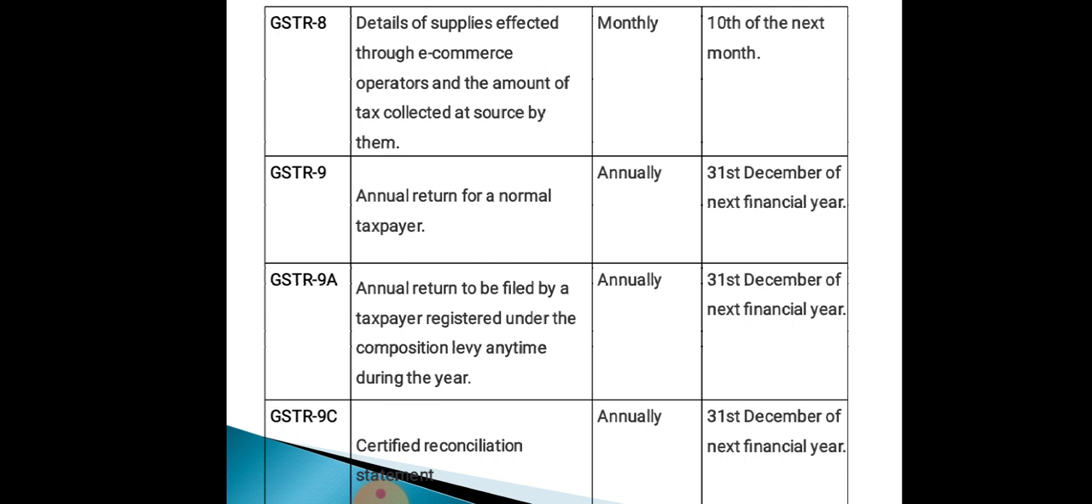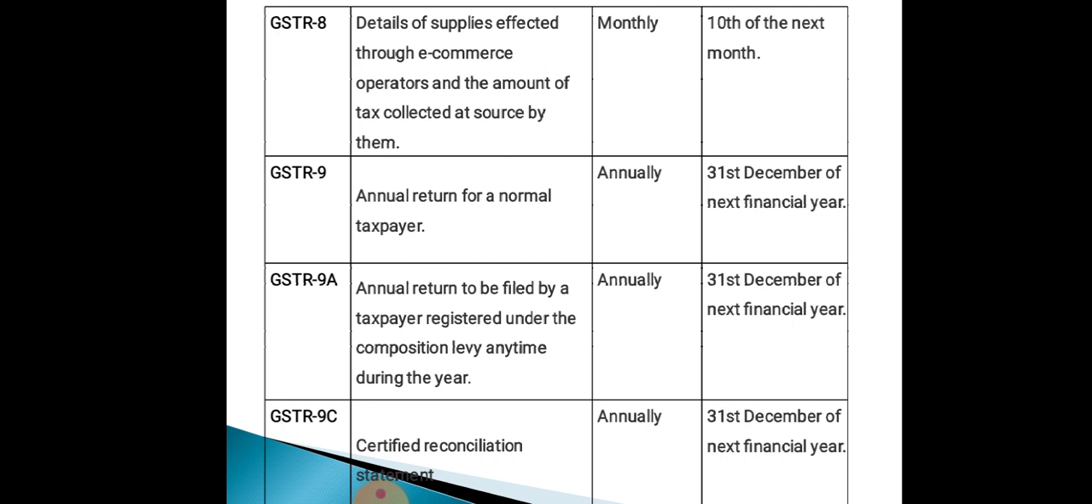Frequency: annually. Due date: 31st December of the next financial year. GST return 9A has to be filed on or before 31st December following the close of the financial year. For example, if the composition taxpayer is filing his annual return for the financial year 2017-18, the taxpayer should file it on or before 31st December 2018.